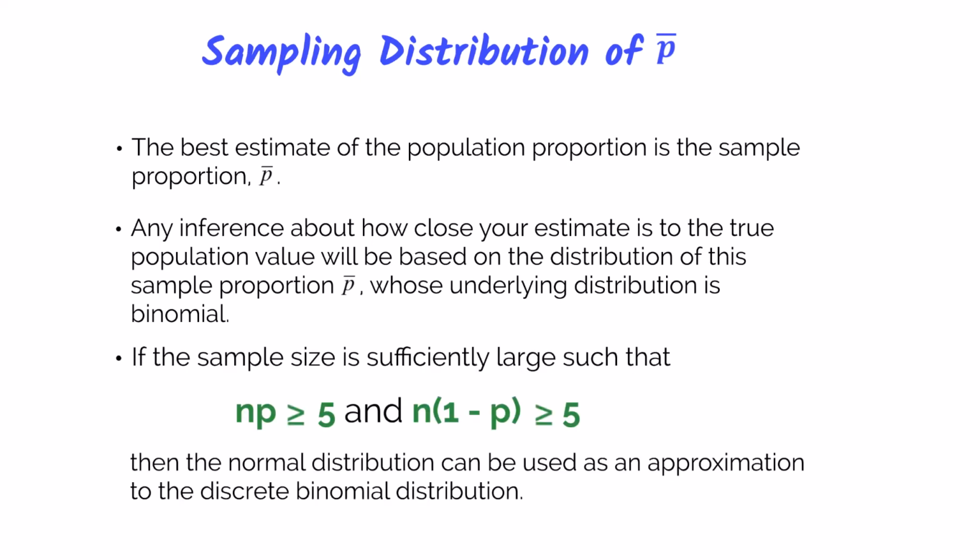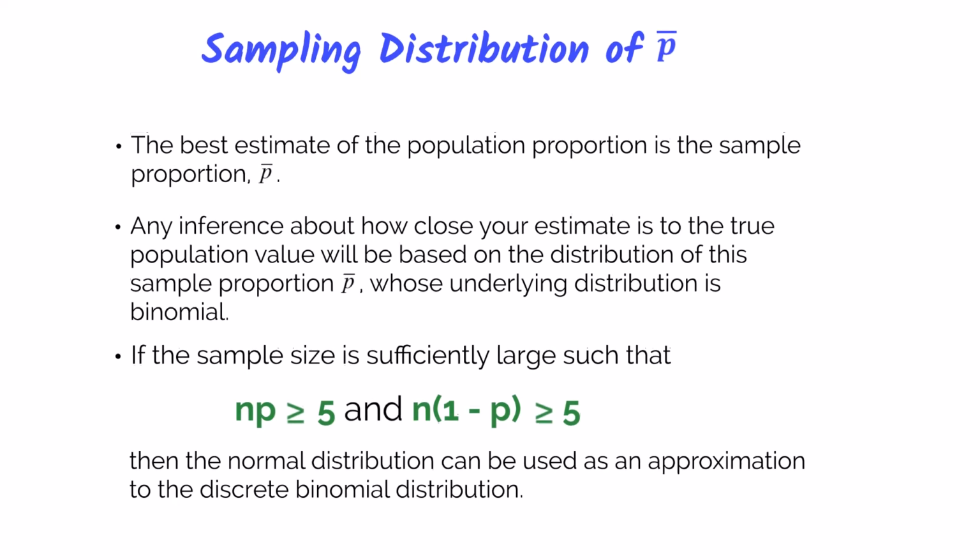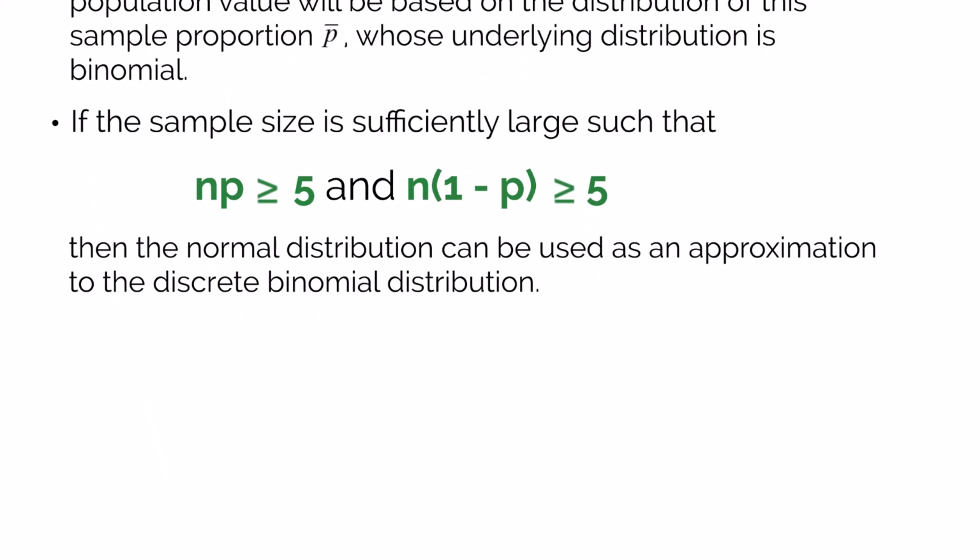We're going to use the following two formulas to determine if our sample size is sufficiently large. First, we take the sample size n and multiply it by the sample proportion to identify the number of items that have the attribute of interest. We'll also use the complement rule to identify the number of items that don't have the attribute of interest. If both of these are greater than or equal to 5, then we can rely on the normal distribution as an approximation to the discrete binomial distribution.